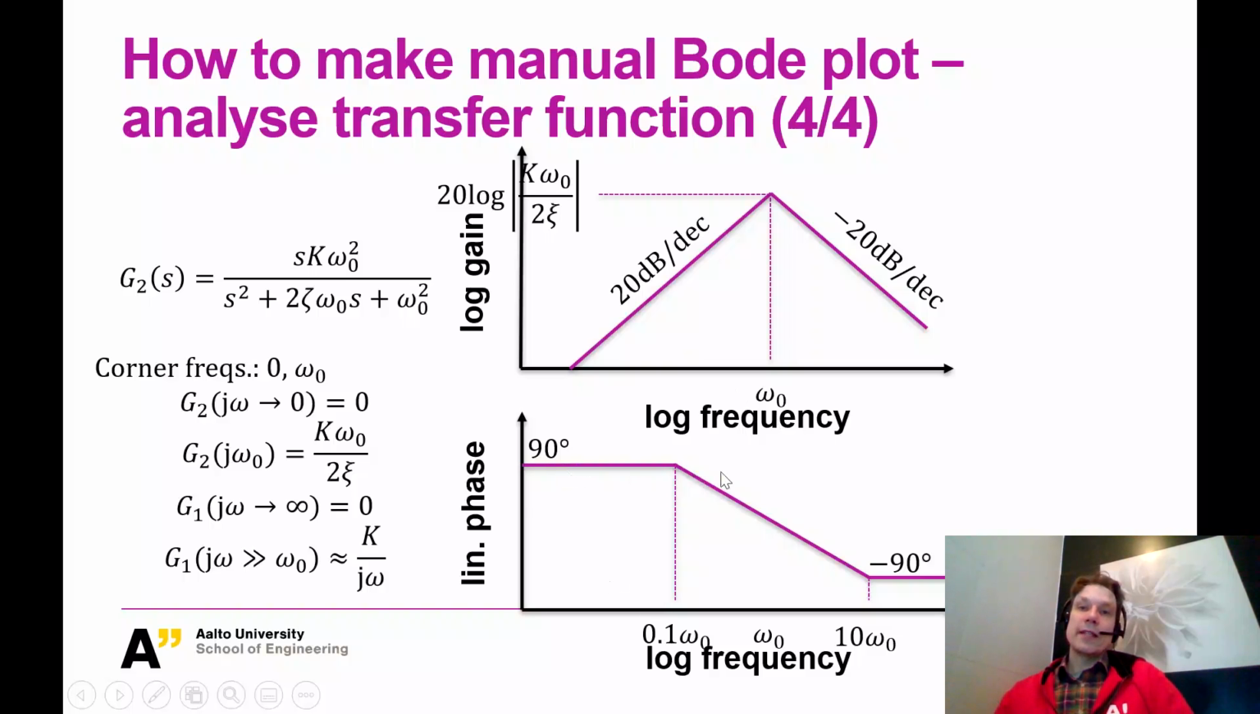And again, in the phase, the changes start at 0.1 times omega naught and end at 10 times omega naught. And since you had this bandpass behavior, or high pass behavior here, it's like a derivative. You are starting from 90 degrees and then you are going down by 2 times 90 degrees, meaning that you end up at minus 90 degrees.